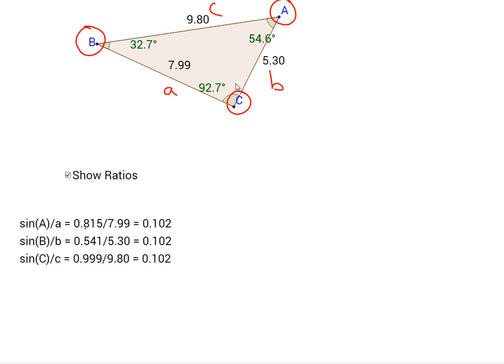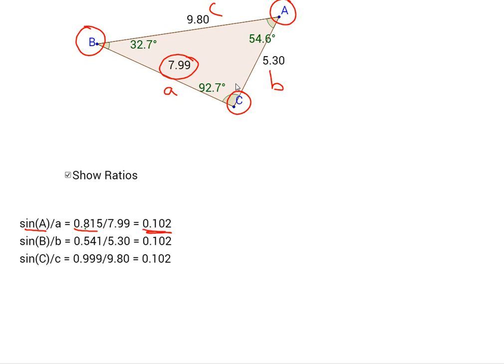So what I want to do is look at the ratio of sine A divided by A to start. So if we take the sine of angle A, so the sine of 54.6, if you did that on your calculator, you should get 0.815. If we then divide that by the length of side A, which is 7.99, you should get 0.102.